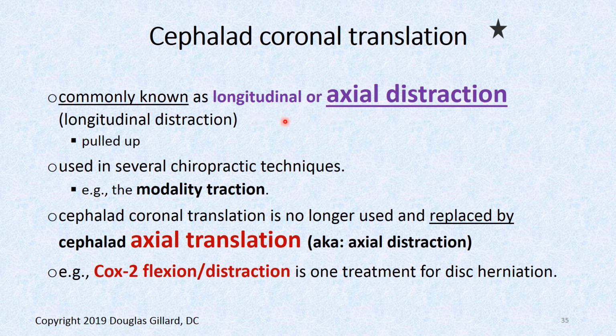Okay, cephalad coronal translation is more intuitively known as axial distraction. This is where it gets really confusing, because axial is a terrible word to use, since that's really an overhead view. Nevertheless, they're talking about the axis, the spine, like a stick going right through the spine. That's your axis. So cephalad coronal translation is commonly known as longitudinal distraction or axial distraction. Kind of pulling up the head would be an example. Often used in chiropractic techniques like the modality traction.